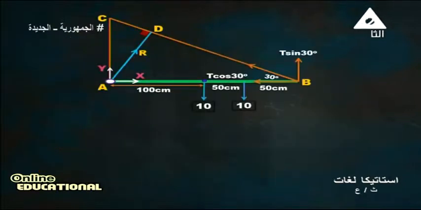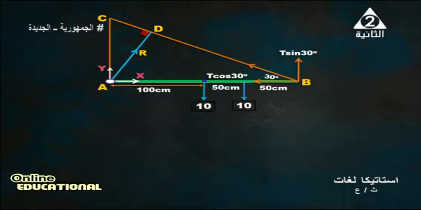My dear student, look at this example, we have the tension T. We resolve it into T sine 30 and T cosine 30. T sine 30 is vertical, but T cosine 30 is horizontal. We have two weights, 10 and 10. 10 is the force which acts downward, and the other is the weight of the rod AB. At the hinge A, we have the reaction of the hinge.